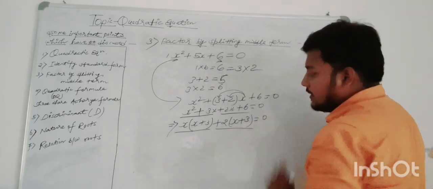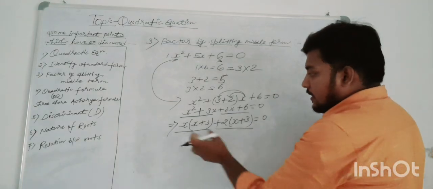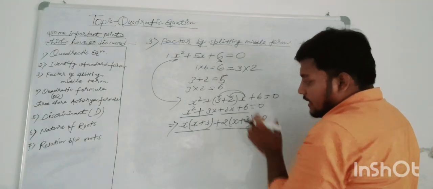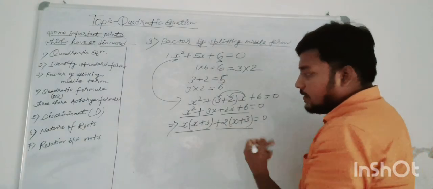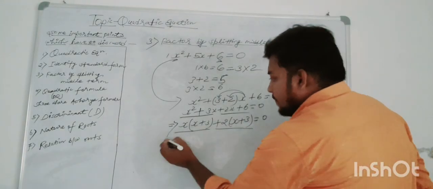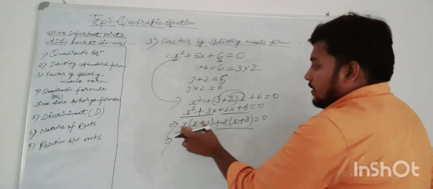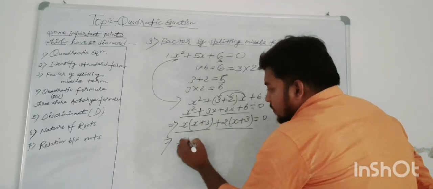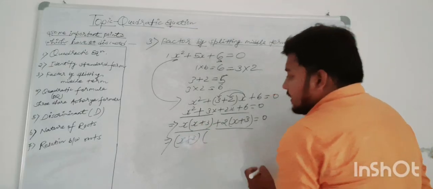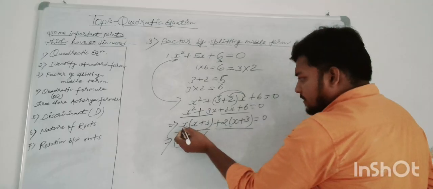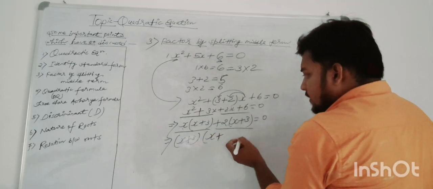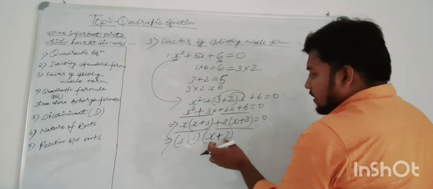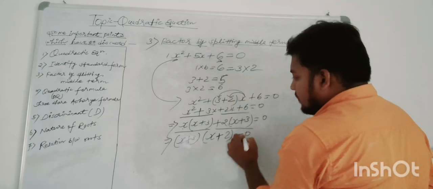Again two terms are here, and in both terms x plus 3 is mentioned. So x plus 3 is common from these two terms. So we get x plus 3, and the remaining term in the first term is x and the remaining term in the second term is 2. So in round bracket x plus 2, which is equal to 0.